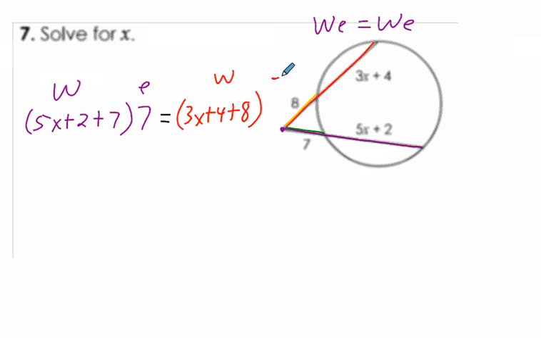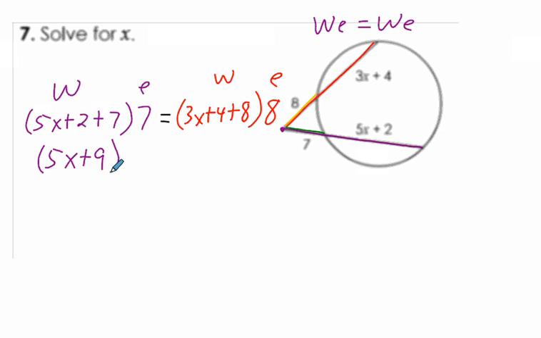Now we've got to multiply that times the exterior part. So that's going to be times your 8, which is the yellow portion of that segment. Okay? Now we're going to combine. What I'm going to do next is combine my like terms inside the parentheses on both sides. So I've got 5x plus 9.